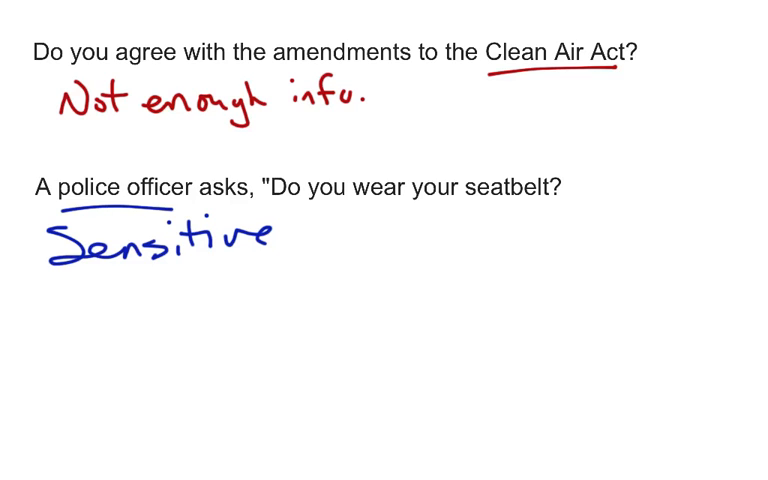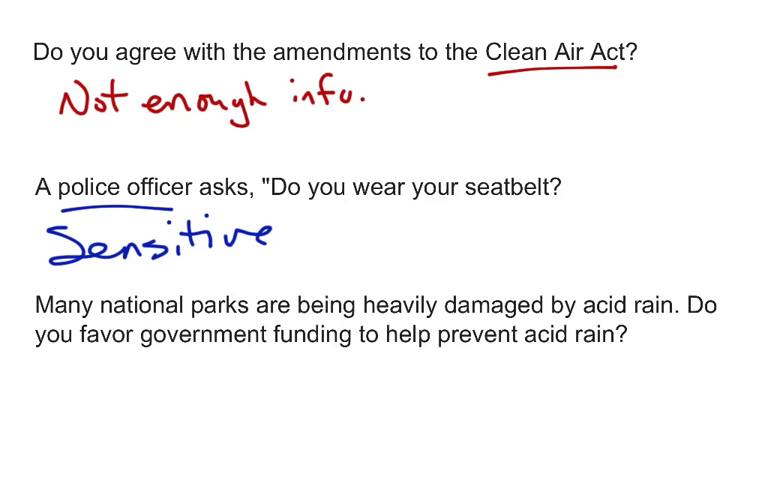So how could you make this question less biased? Well, just have somebody who's not a cop ask it, or don't ask it in a police type setting. That'd be the easiest way to do it. At first glance, this last one looks like a pretty good question just because it's long enough. It probably has a ton of information in there.